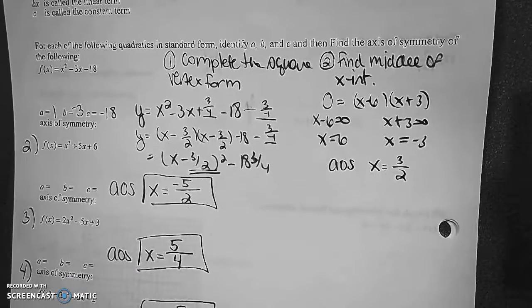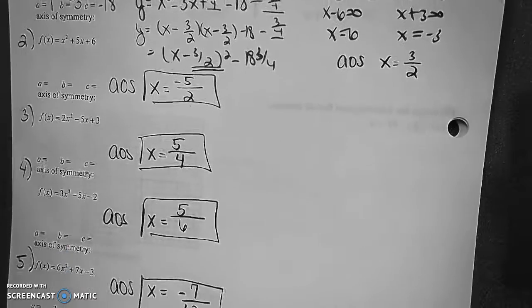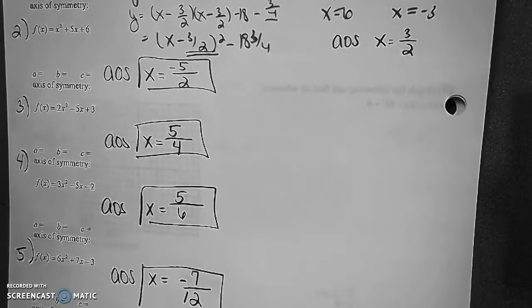So hopefully you've had a chance to find all the axes of symmetry here. So we've got x equals -5/2, 5/4, x equals 5/6, and x equals -7/12.